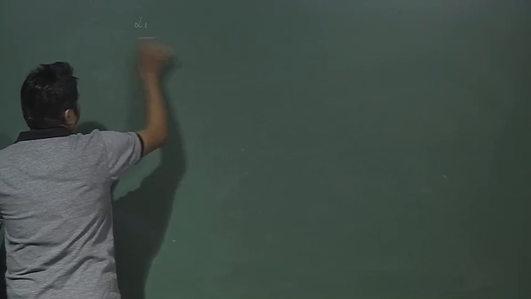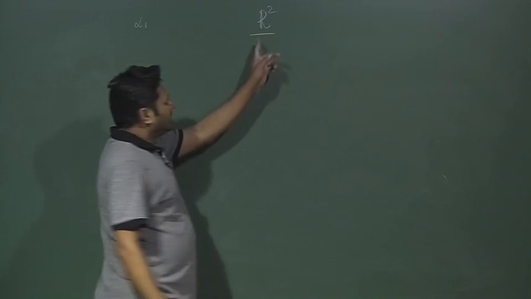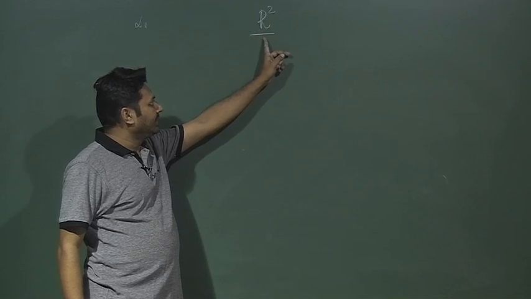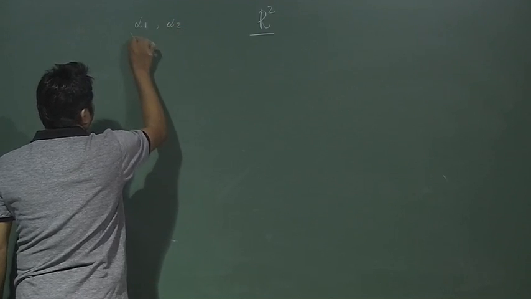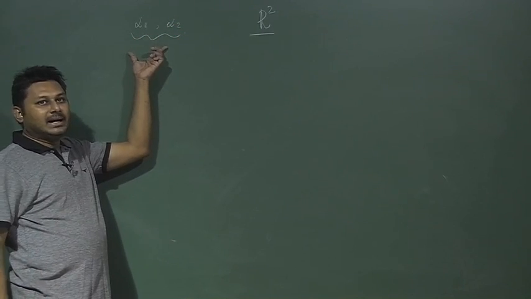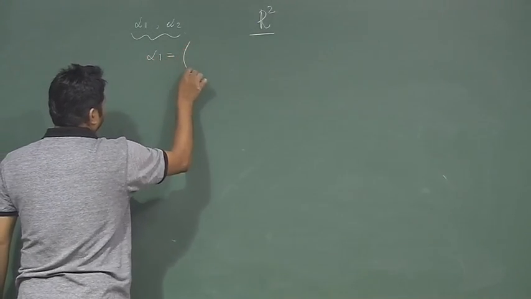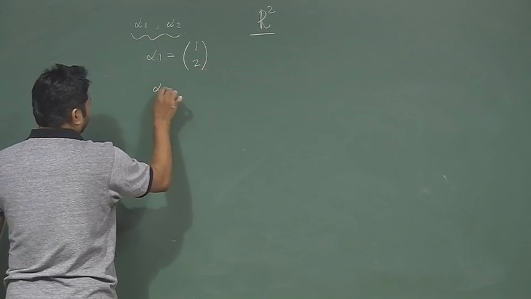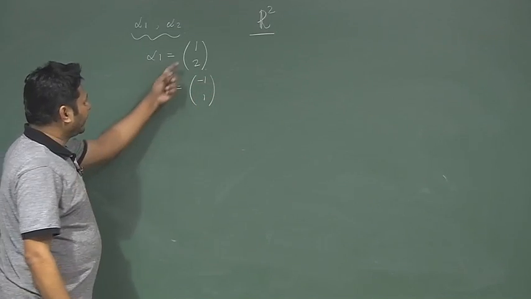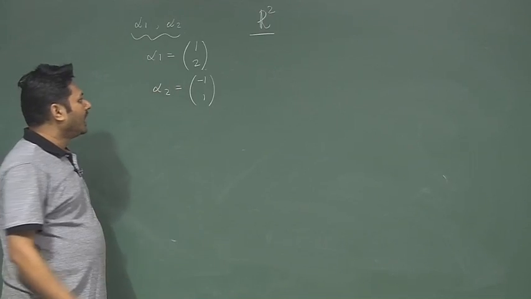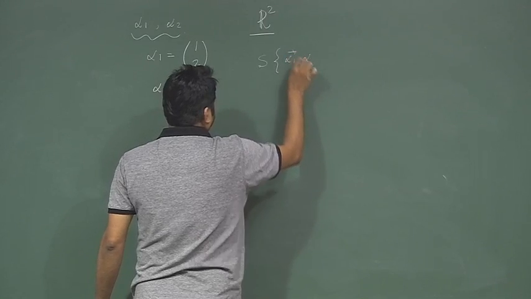Now, if I write it in a mathematical form, let us take R2. R2 means all the vectors that I am taking will be in 2D. So, alpha 1 and alpha 2 are two vectors that I can take from the entire vector space which belongs to R2. Say alpha 1 is the vector (1, 2) and alpha 2 is another vector (-1, 1). Then these two vectors I am taking from R2 form a set where alpha 1 and alpha 2 are there.